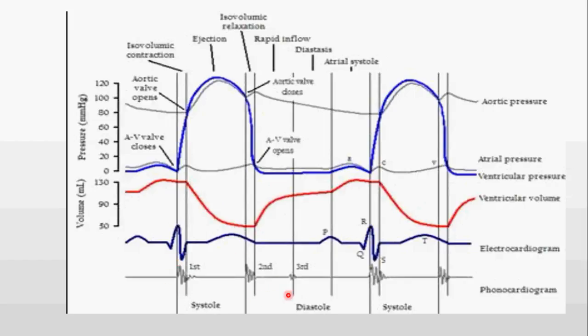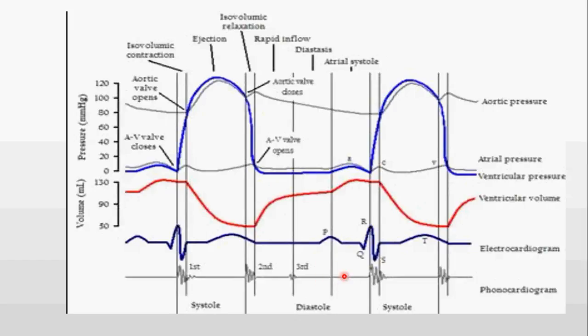Then we have the third heart sound. It's a little bit smaller. It's the early diastolic ventricular inflow. So this is when the blood is entering the ventricle and hitting a stiff ventricular wall. Then we have the fourth heart sound, which normally would be here. It's a little faint, and the phonocardiogram didn't even pick it up. It is the atrial contraction.